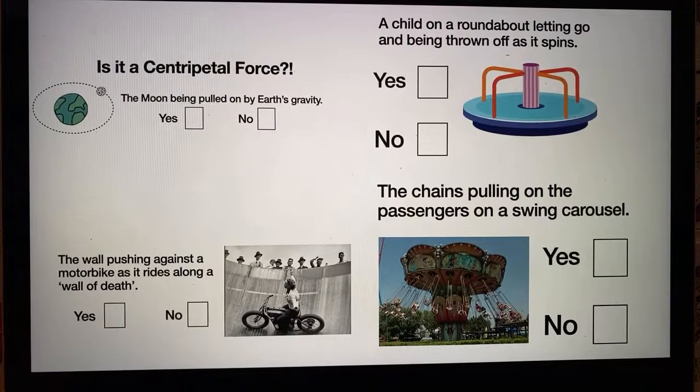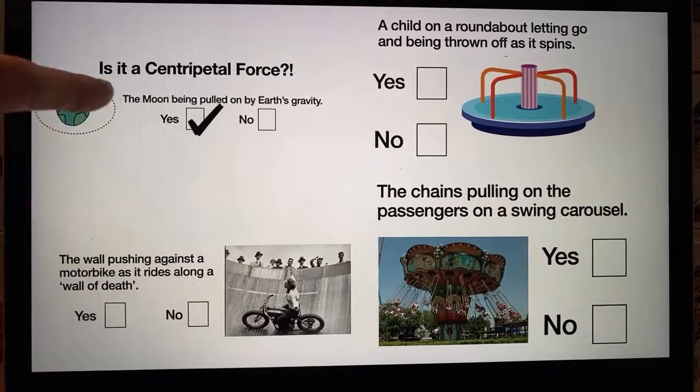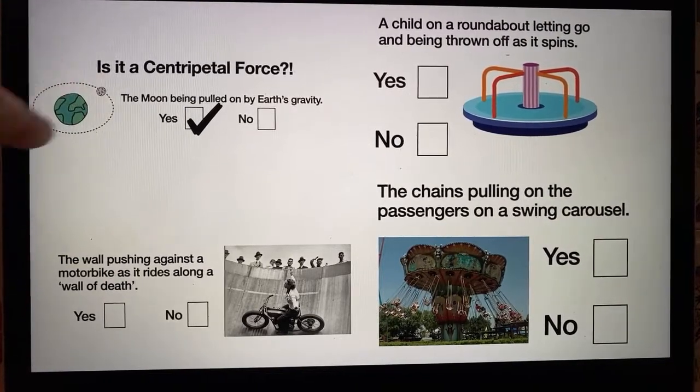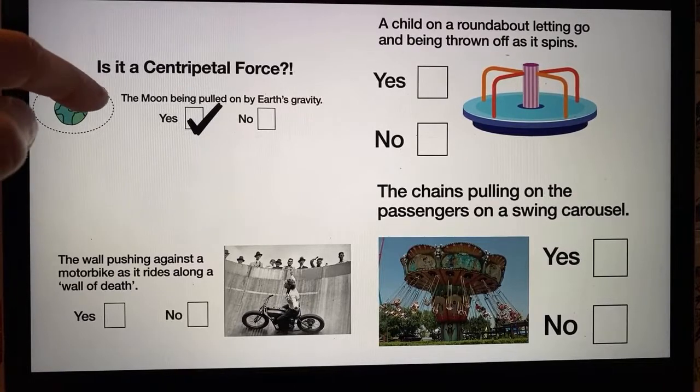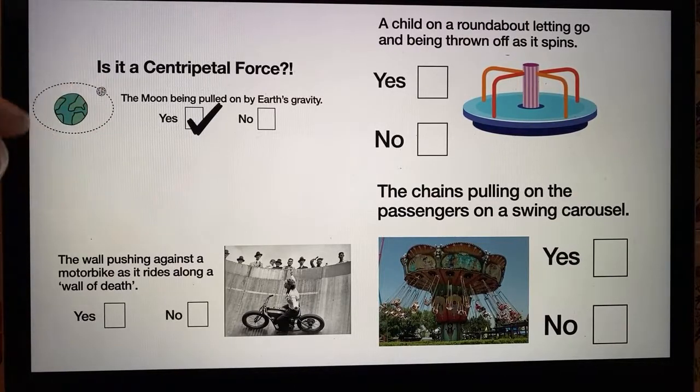Have you made your decisions? Should we go through it? The moon being pulled on by Earth's gravity. Well, the moon is going round in a circle, so there must be a centripetal force acting, right? If something's going around in a circle, there must be a force acting on that thing towards the centre of the circle. I keep saying pulling, it doesn't have to be pulling, but yes, that is absolutely an example of centripetal force. That's what's keeping the moon going around the Earth, the Earth's gravity pulling towards it. Another way of thinking of it is the moon is constantly falling towards Earth, but missing. Same as the International Space Station, if you like space.